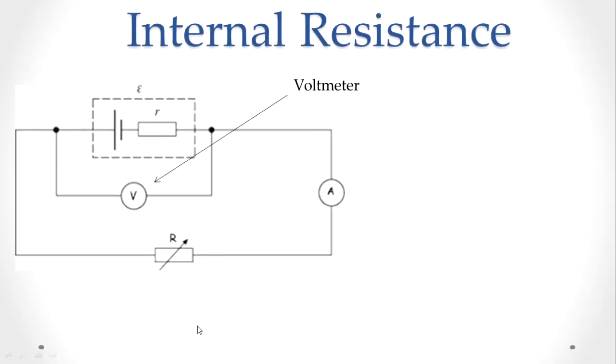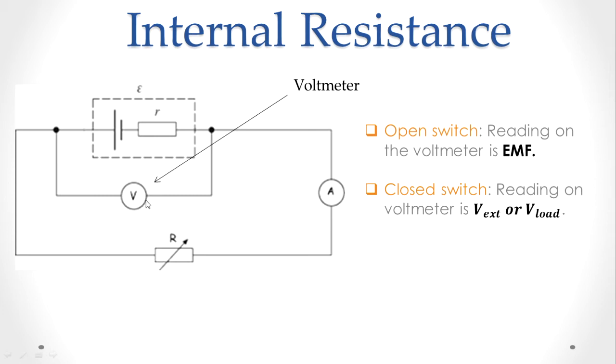So there we have a voltmeter, and it takes a reading. The readings are different depending on the switch. If there's an open switch, in other words the circuit's broken, the reading on this voltmeter will be EMF, which is quite handy. If it's closed, that means there is a current flowing, and there will be a different reading here, and the reading on here will be the external voltage, sometimes known as the V load, the load of the external circuit. So one and the same thing, it's just a different name for the same thing.